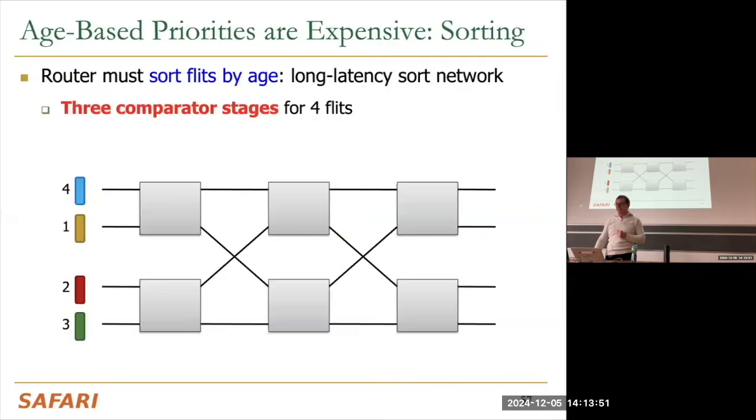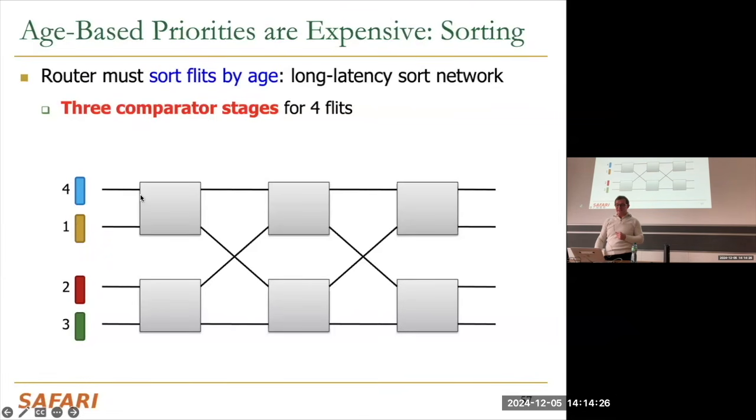So what is the cost of this, essentially? Let's take a look a little bit deeper. We want to sort flits by age. This can be done using a sorting network. If you think about a router, a 4x4 router really is composed of these 3 levels of 2x2 routers. You can think of it that way. And if you have 4 flits coming, and these are the priorities of the flits, the highest priority is 1, the lowest priority is 4, you need 3 comparator stages.